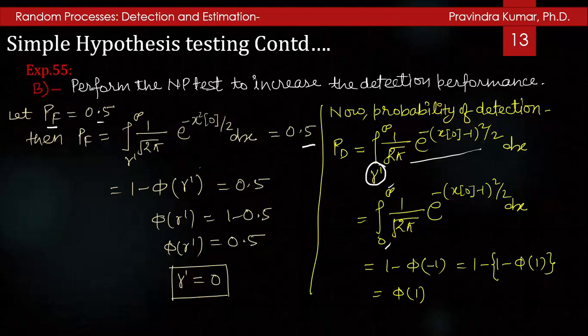And from the definition, it is 1 minus phi of minus 1, and it will be equal to 1 minus, because you know phi of minus x is equal to 1 minus phi of x, it is 1 minus phi of 1. So you have the value of phi 1, and from the table the value of probability of detection will be 0.84. So the probability of detection increased by increasing the probability of false alarm from 10 to the power minus 3 to 0.5.